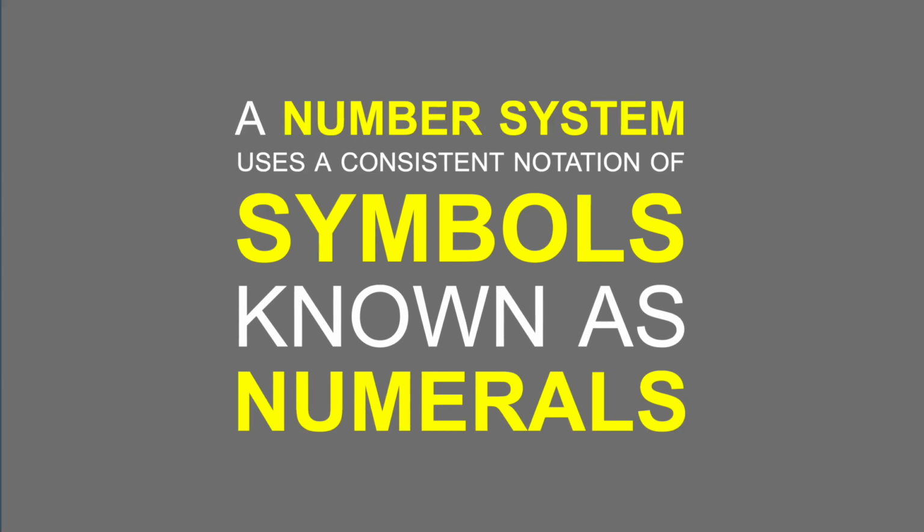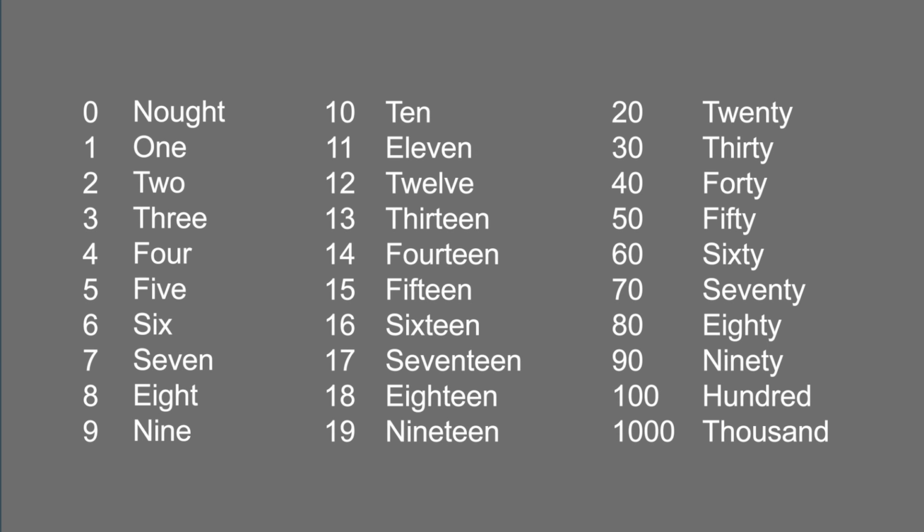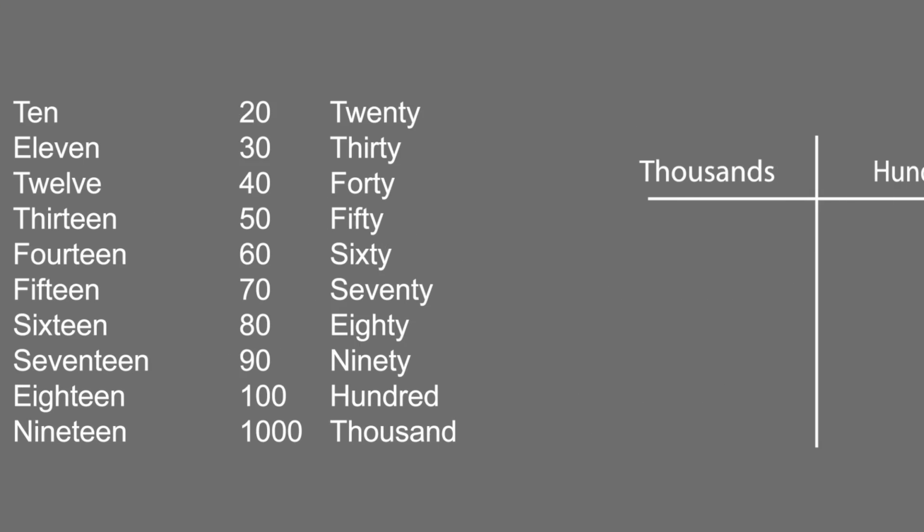The definition of a number system is a system that uses a consistent notation of symbols known as numerals. And for the decimal system, this is a place value system of base 10 that uses 10 digits: 0, 1, 2, 3, 4, 5, 6, 7, 8 and 9. And this is the notation that allows us to add up to 999,999. Now, I'm just looking at whole numbers for the time being. I will look at decimal numbers another time.